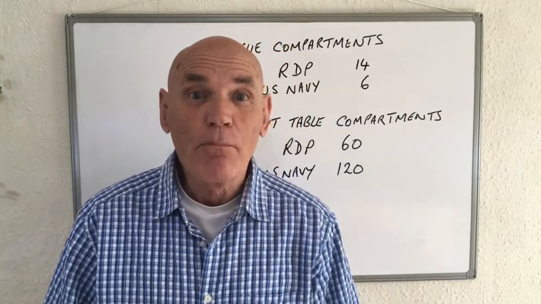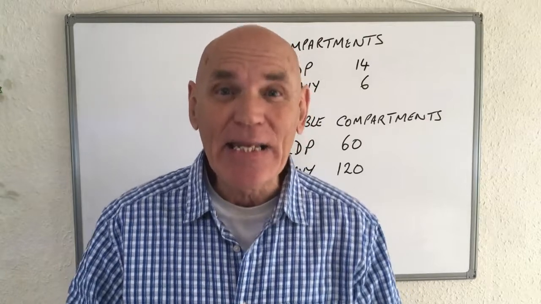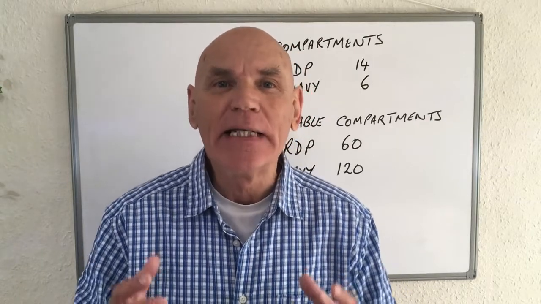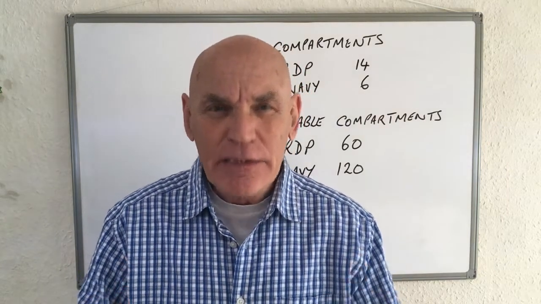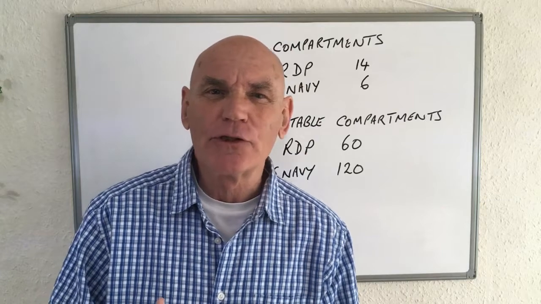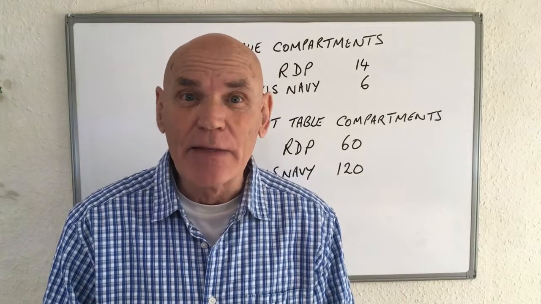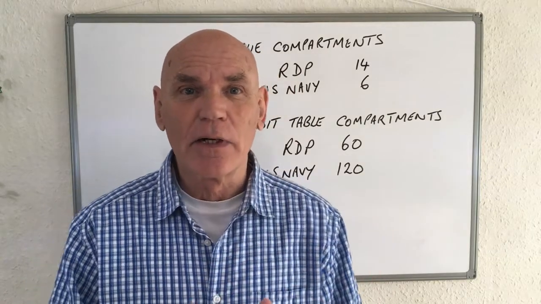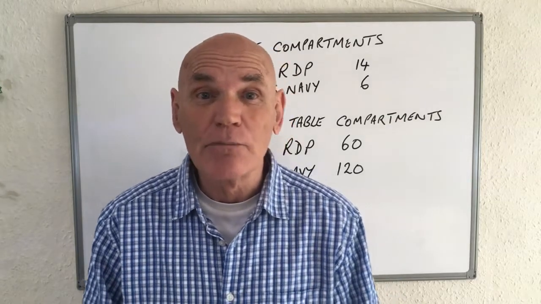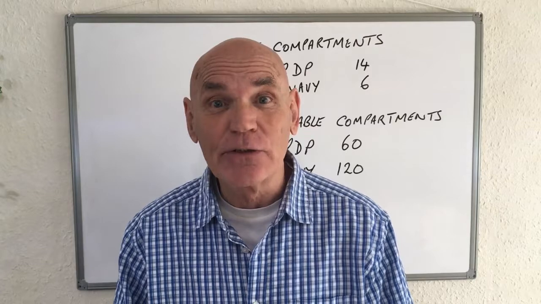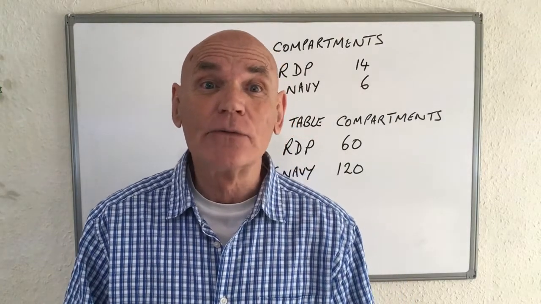Let's move on to some more popular questions. I don't think that there is a PADI exam paper anywhere that doesn't have questions about how many tissue compartments were used to form the RDP. There's 14. Now, different tissues in our body absorb nitrogen at different rates. The older military tables, like the US Navy tables, were based on 6 compartments. So you definitely need to remember that there are 14 tissue compartments for the RDP and 6 tissue compartments for the US Navy tables.